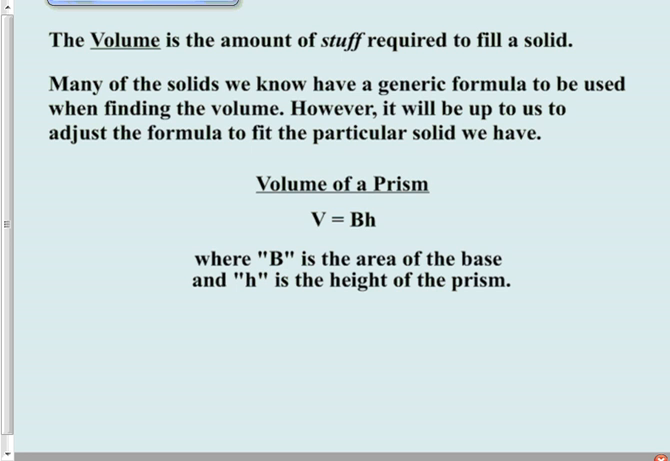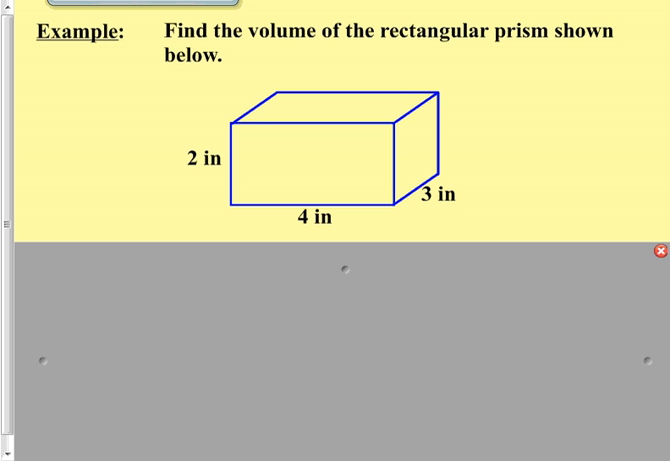Now, of course, big B, area of the base, that area is going to depend upon what type of shape our base actually is. So we will have to adjust this formula depending on the prism that we're looking at. Okay, so let's take a look at some. Find the volume of the rectangular prism shown below.